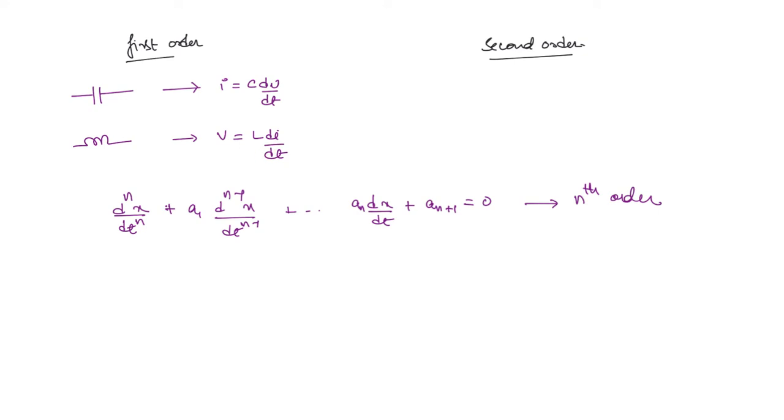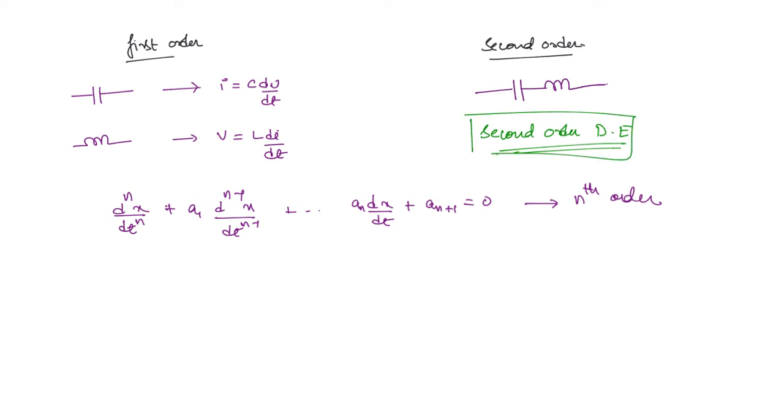Now what if there are two elements? That means both inductor and capacitor are present. Here you will get a second order differential equation. So whenever you apply KVL or KCL, if it's a parallel connection, then you're going to get a second order differential equation. But in the case of only one capacitor or one inductor, it can be a combination as well. If you take this, then you can represent it by an equivalent capacitance, and in that case also you will get a first order differential equation.